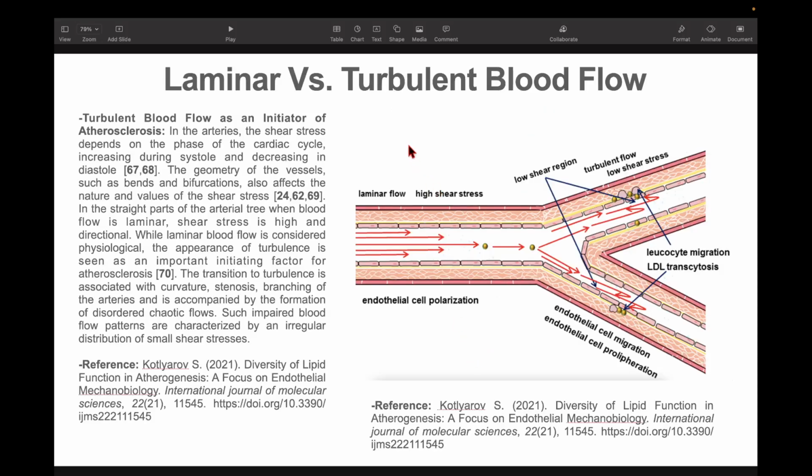So next slide here, this is where we talk specifically about blood flow. There's two types of blood flow, laminar blood flow versus turbulent blood flow. So we'll get into this quote here, which will describe it for us. What I have here: turbulent blood flow as an initiator of atherosclerosis.